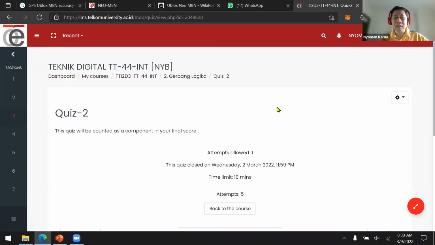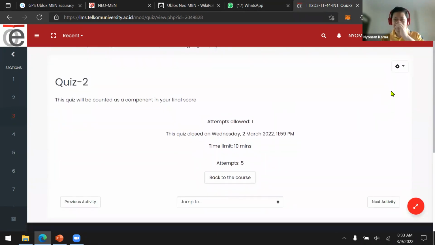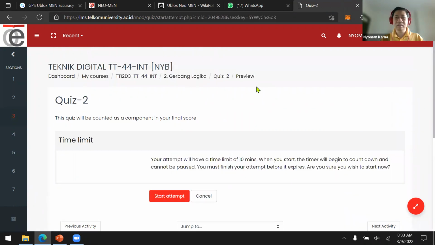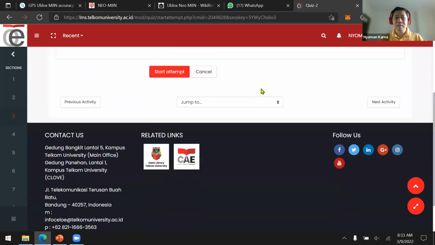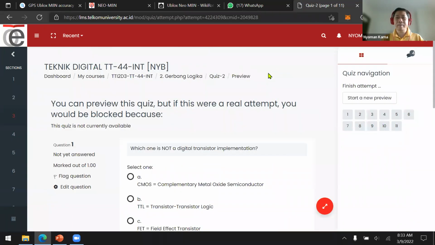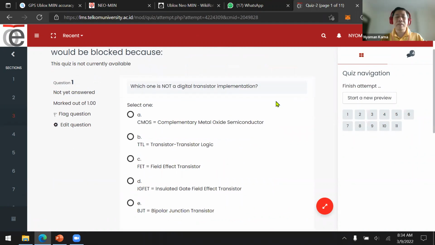But before we do that, why don't we just start by discussing our last week's quiz. Okay, preview quiz. First question, which one is not a digital transistor implementation?